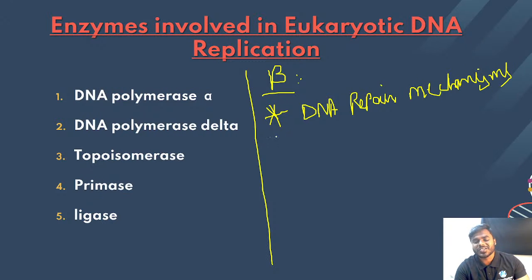Here comes a very interesting point. What is that? DNA polymerase beta is the enzyme never ever involved in the polymerization. No role in synthesis.